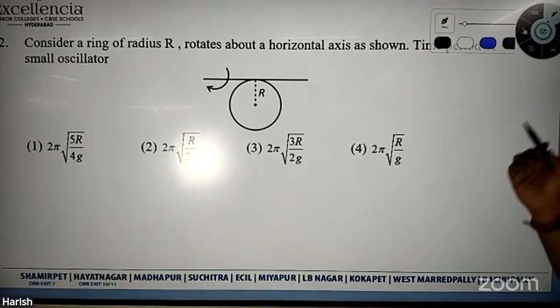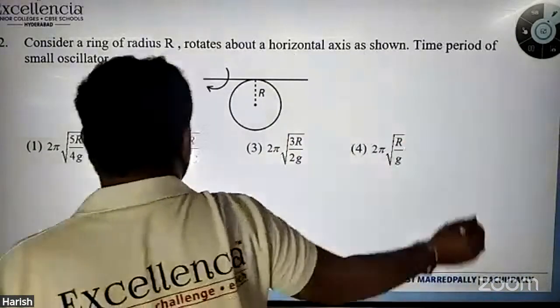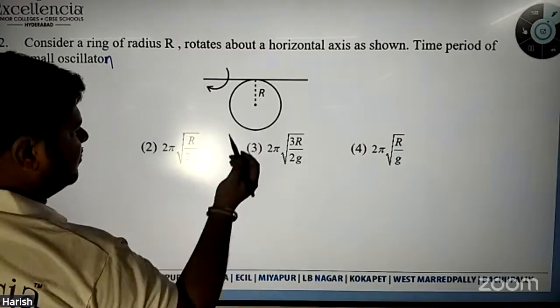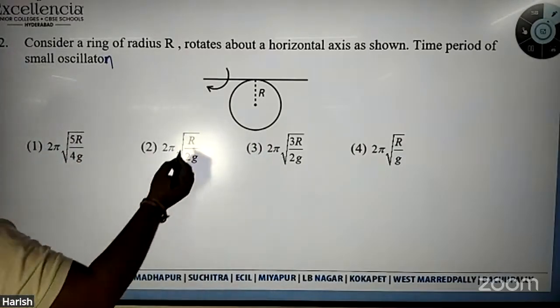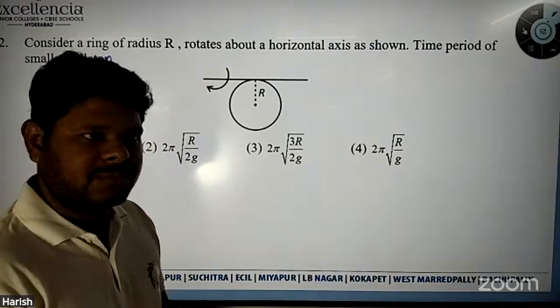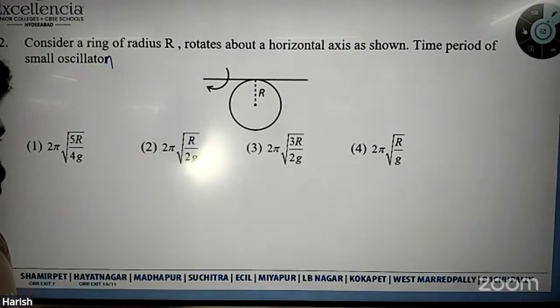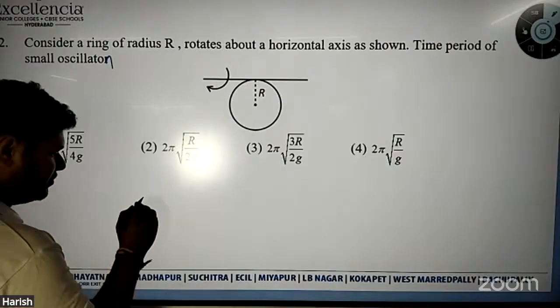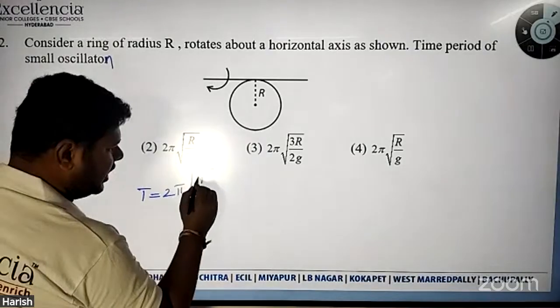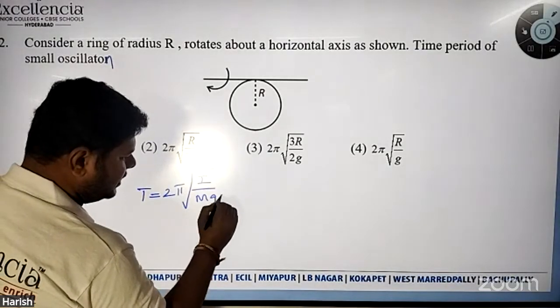Look at this. Consider a ring of radius r that oscillates about a horizontal axis. The time period of small oscillations should be found. Okay. Now we need to find out the time period of oscillation of this ring. This is actually a question from the simple harmonic motion, that is, the oscillations chapter. And it comes under a physical pendulum. And we know the time period of a physical pendulum is T is equal to 2 pi under root of I by m g d.